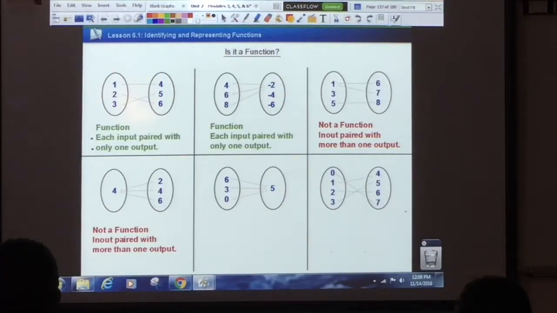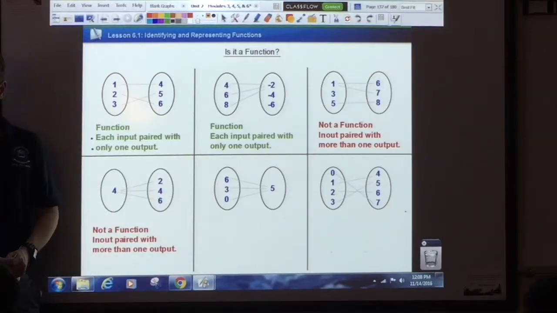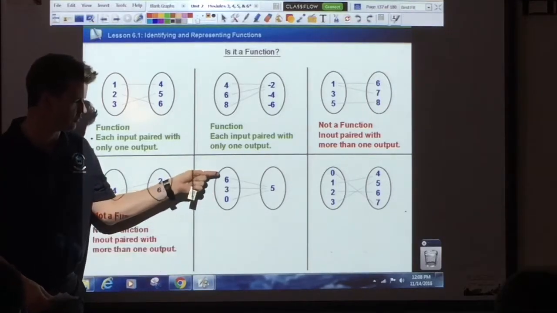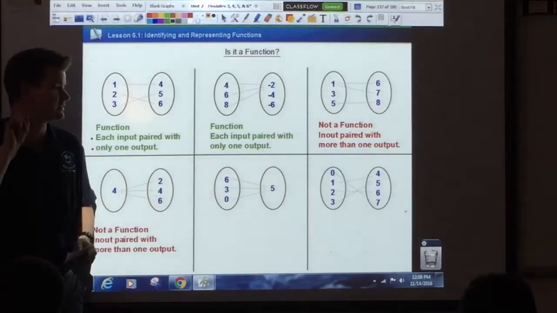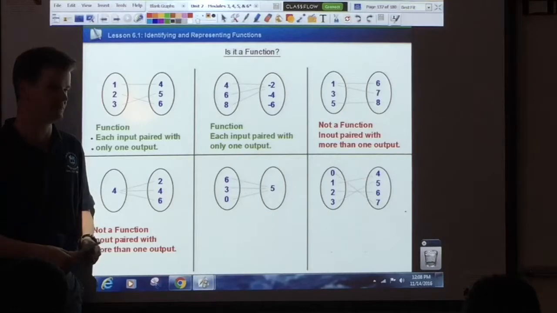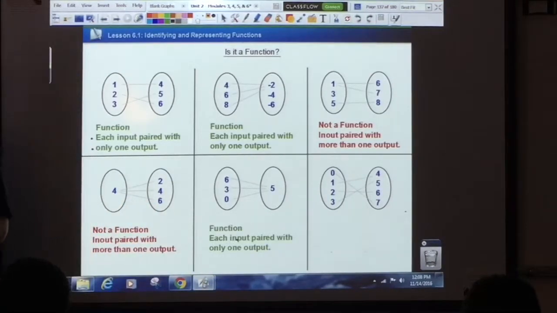Okay. Jason, is that a function? Yes, because each input, one line, one line, one line. Each input is paired with how many outputs? Just one output. Doesn't matter if it's the same output, kiddos. That is, in fact, a function.